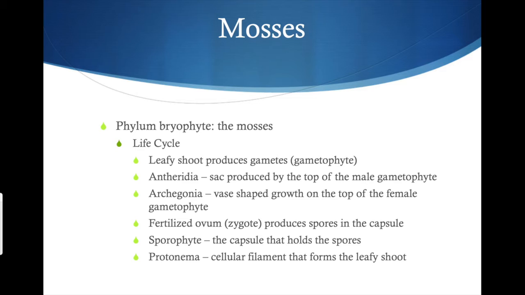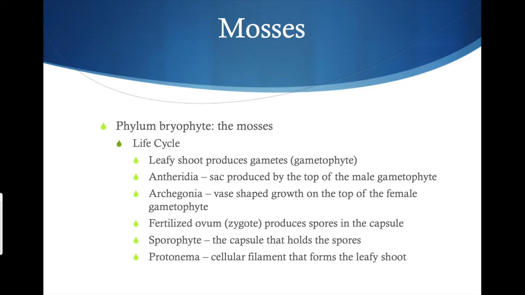More about mosses. Mosses have a life cycle. That leafy shoot produces gametes. This is what we would call the gametophyte generation, because gametes are haploid. You have an antheridia, which is the sac produced by the top of the male gametophyte, and the archegonia, a vase-shaped growth on the top of the female gametophyte.